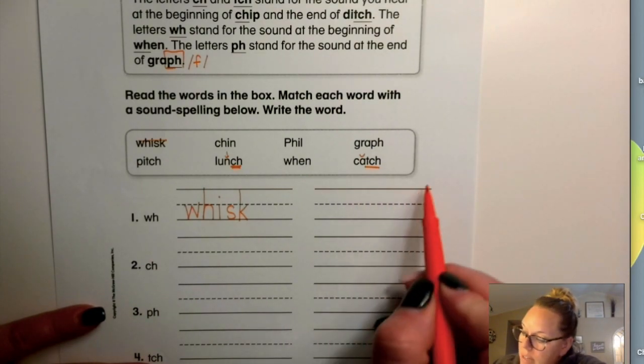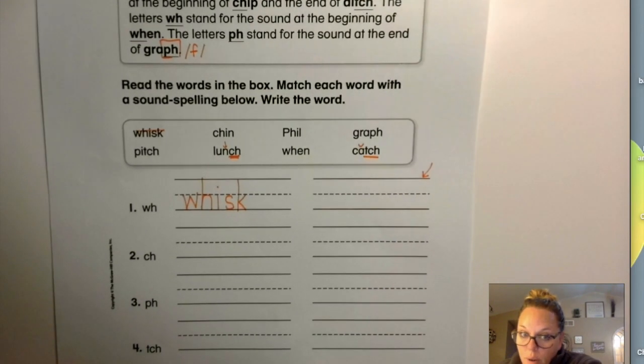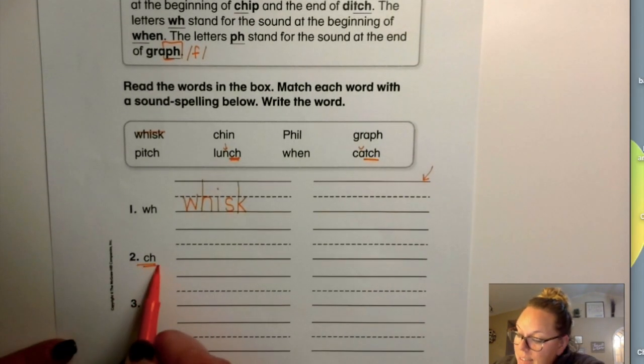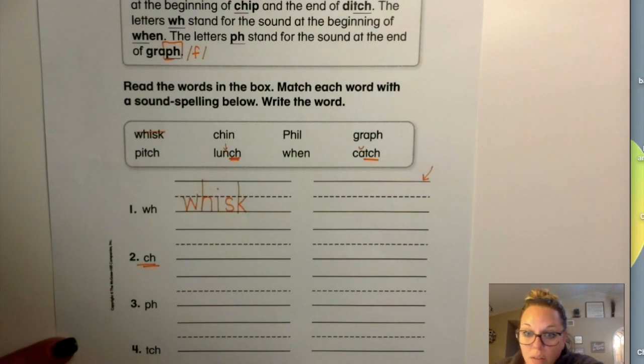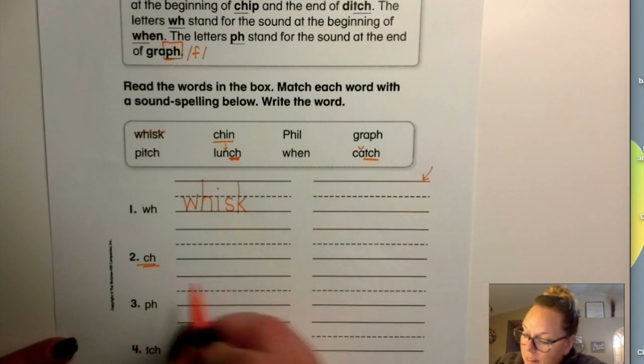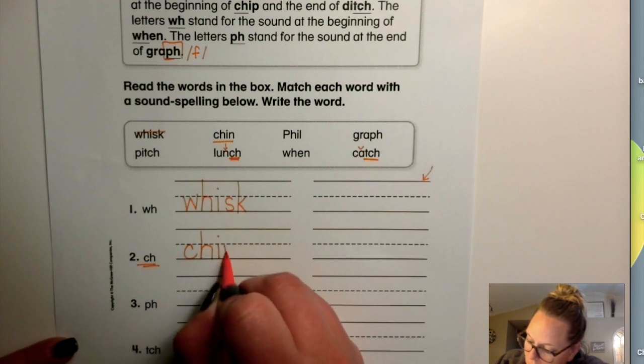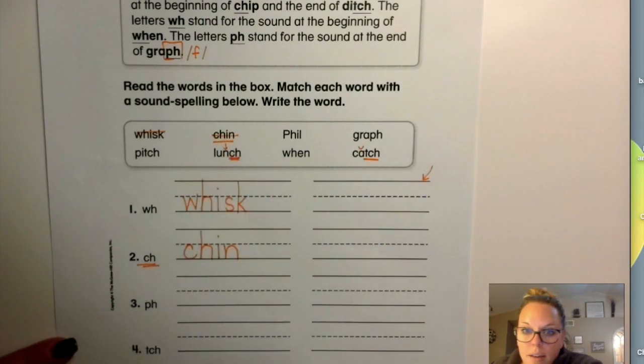Whisk. And there will be a second word that has a WH in it also. Now, this we have to be careful with. The number 2 says CH. We have to be careful that we don't try to put a T in front of it. Remember that those are two different consonant digraphs. So, give me a word that has the CH. Ch. The word chin. C-H-I-N. Chin.